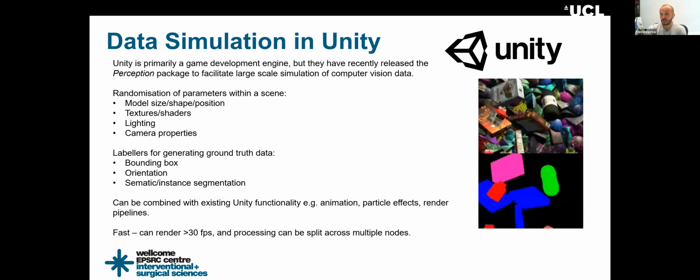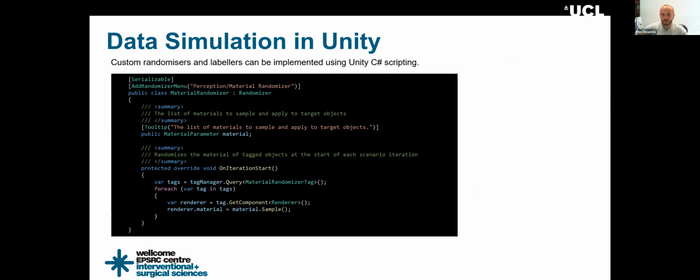You can combine this with any existing Unity functionality, so animation, render pipelines, particle effects, and it's also very, very fast, because it's just rendering as fast as your computer can render frames. So I can easily get thousands of frames of data per minute. And if you really want to go high, you can split across multiple nodes, so you can run multiple instances of Unity on different computers, and that gives you more data. You can implement new randomizations and new labelers just using Unity scripting, which is in C#. It's relatively straightforward. I've been doing a little bit of this since I got started last month.